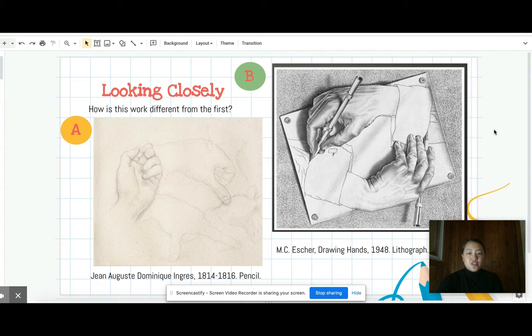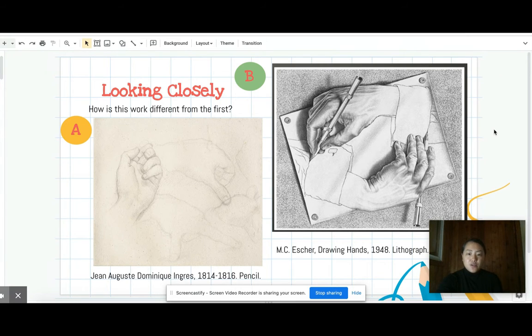Now let's look at this drawing by M.C. Escher. How is this work different from the first? Well, we do see a lot more details, and we see some shading. We see a lot of lines, but they're not sketchy lines. Sketchy lines are overlapping lines that some are permanent and some are not. Some are kept and some are not.